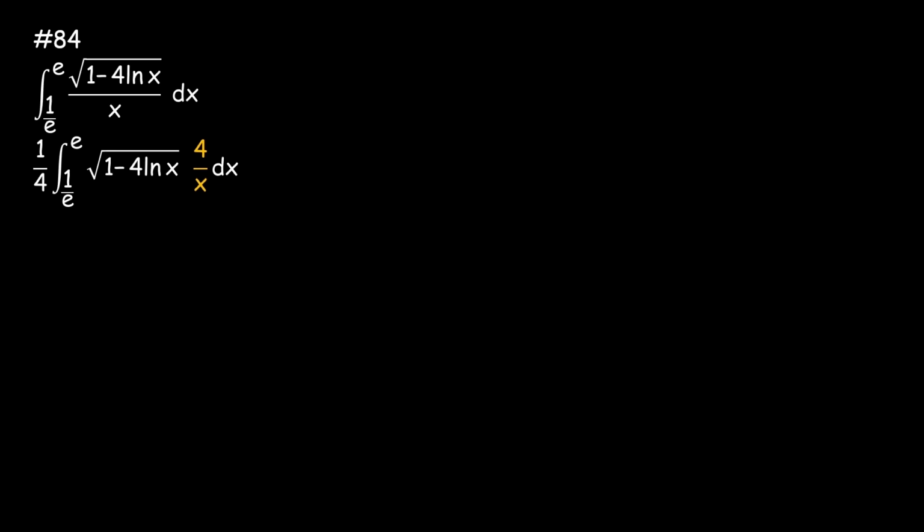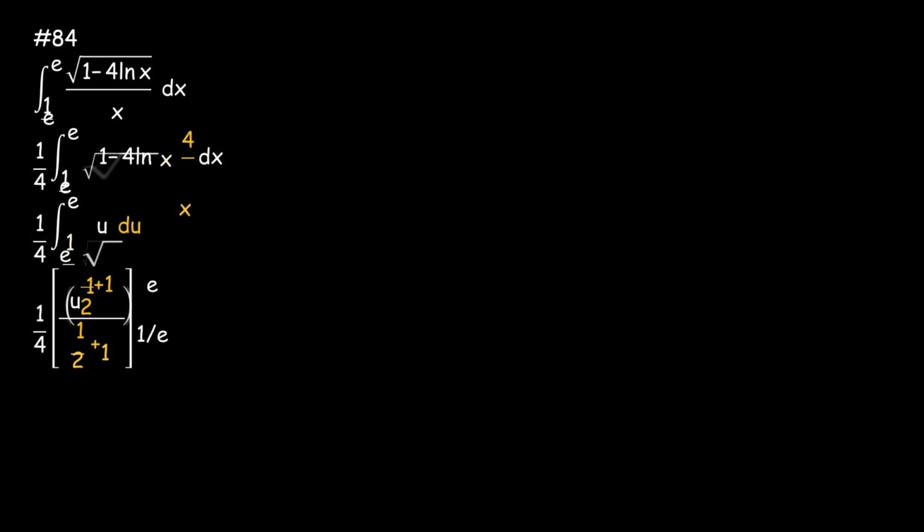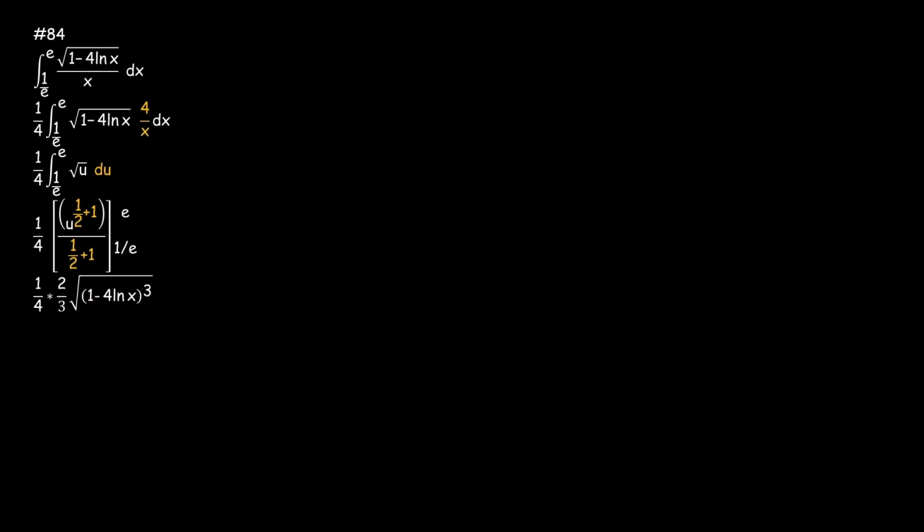So let's say that the value in the square root is u. You have root u, you integrate that, you have a new power of half plus 1, which is 3 over 2. Divide all through by that value, it gives you 1/4 times 2/3 times 1 minus 4 ln x cubed.